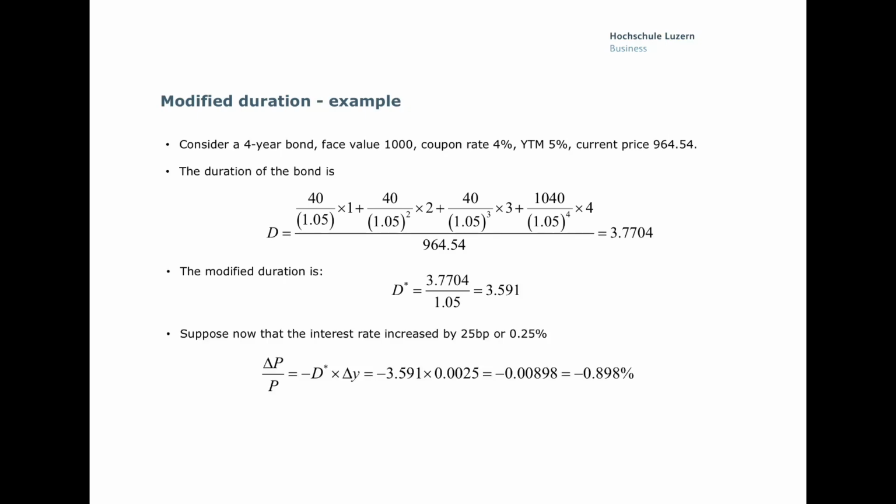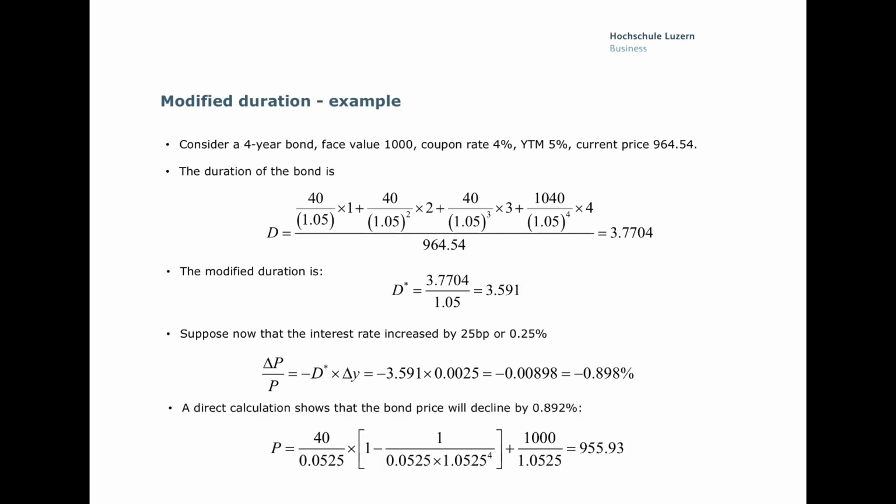Suppose now that the interest rate increases by 25 basis points or 0.25%. The modified duration formula then implies a decrease of 0.898% in the bond price. A direct calculation of the bond price using the higher yield to maturity of 5.25% implies a bond valuation of $955.93 and a 0.892% decrease compared to the former market price of $964.54.